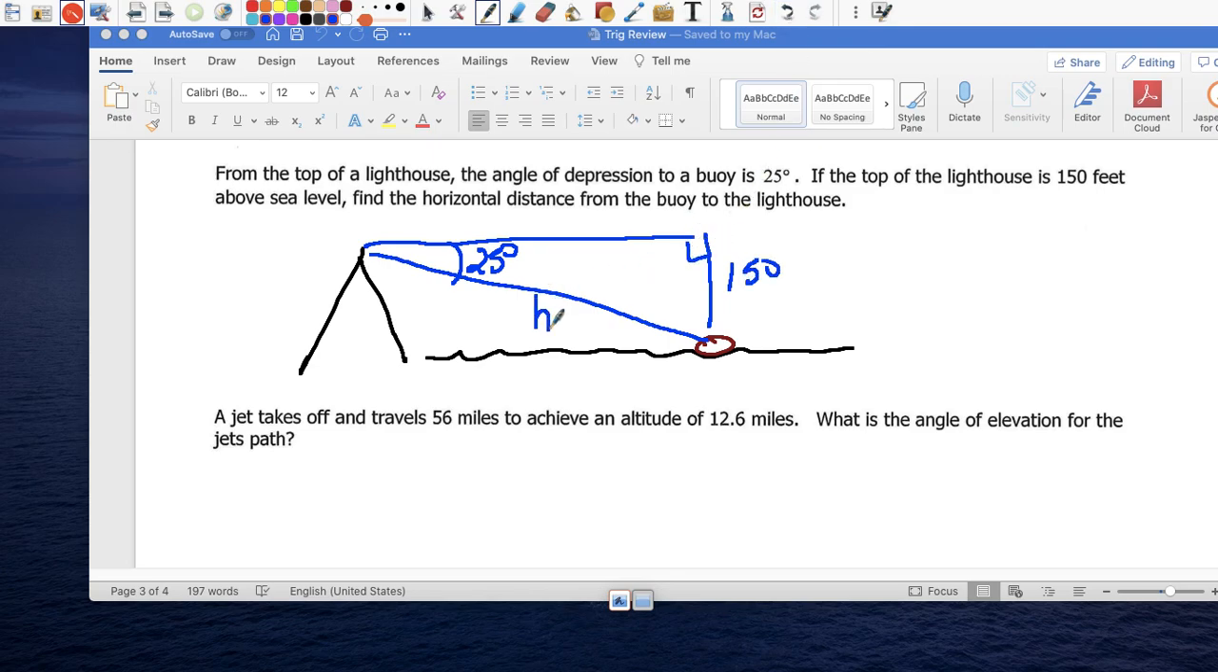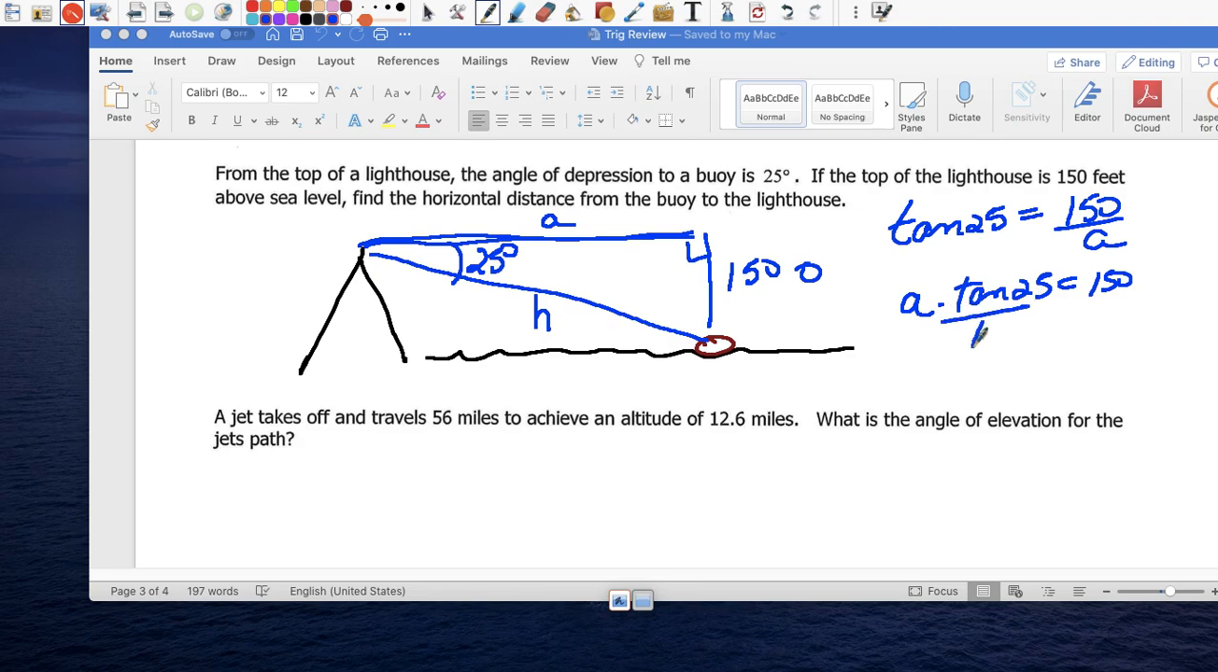This is your 25 degrees, so this would be your hypotenuse, this would be your adjacent, this would be your opposite. Find the horizontal distance from the buoy to the lighthouse. So we want the adjacent. So we want to use something that has adjacent and opposite. So tan of 25 is opposite over adjacent. So adjacent times tan of 25, if you cross multiply, equals 150. Divide both sides by tan of 25. And we get that the adjacent, the horizontal distance, is 150 divided by tan of 25, enter, 321.68 meters away, horizontal.